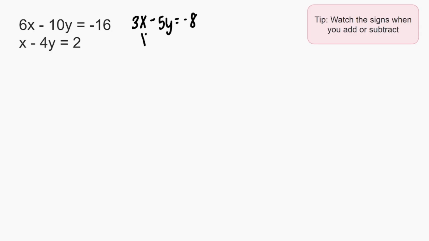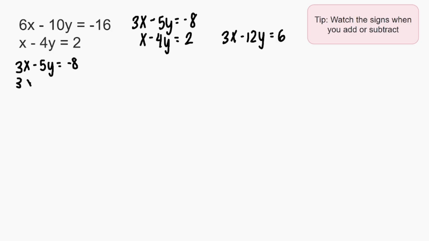So now when we compare these two equations, we can multiply by a slightly smaller number to get the same coefficients. As you can see, we can multiply x by 3 to get 3x. So let's do that. Multiplying by 3, we get 3x minus 12y equals 6. Now let's write it together so it's easier to see what we have to do. We'll copy down the equation. 3x minus 5y equals negative 8. And 3x minus 12y equals 6.